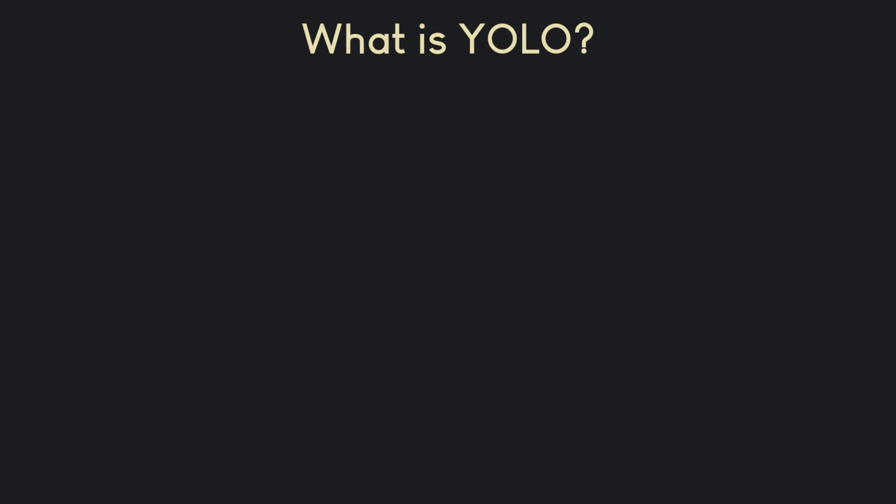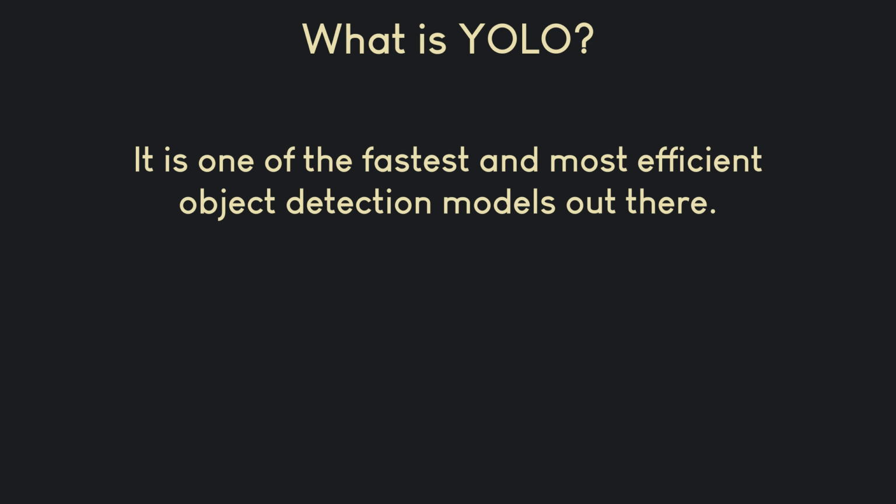First of all, let's talk a bit about what YOLO is and why we are using it for this project. YOLO stands for You Only Look Once, which refers to its ability to analyze an image in a single pass, making it one of the fastest and most efficient object detection models out there. YOLO is known for real-time object detection, meaning it can recognize and locate objects almost instantly in video or image streams, which is why it is so popular in computer vision projects.